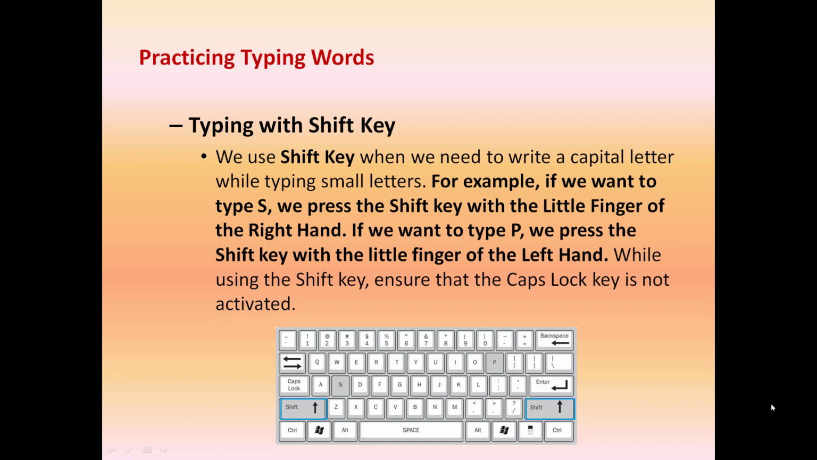For example, if we want to type S, we press the shift key with the little finger of the right hand. If we want to type P, we press the shift key with the little finger of the left hand. While using the shift key, ensure that the caps lock key is not on.